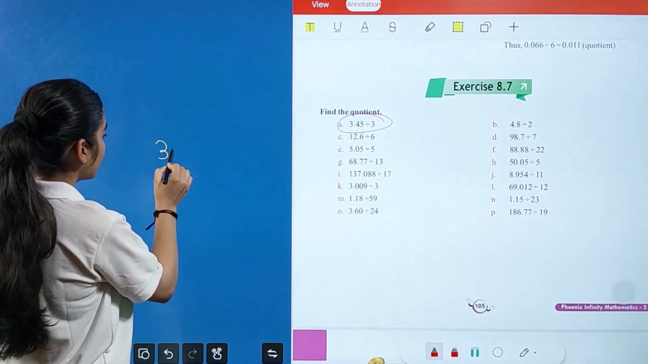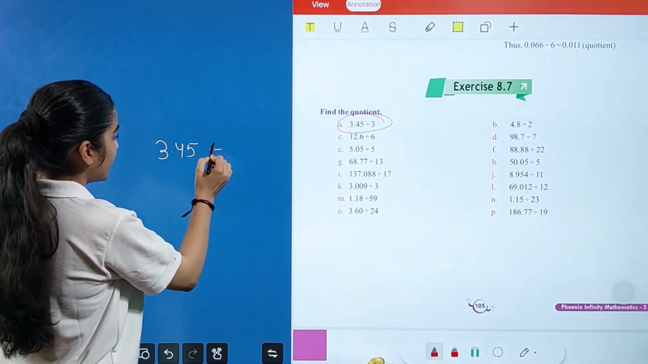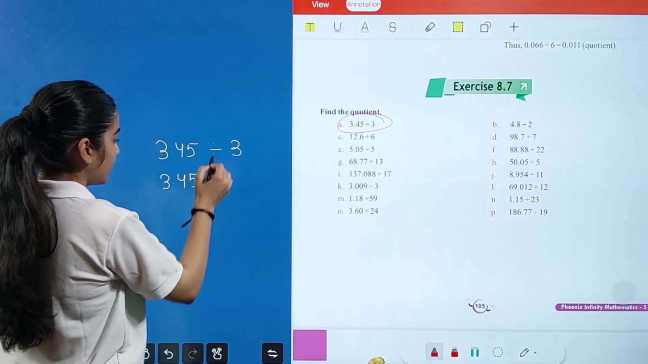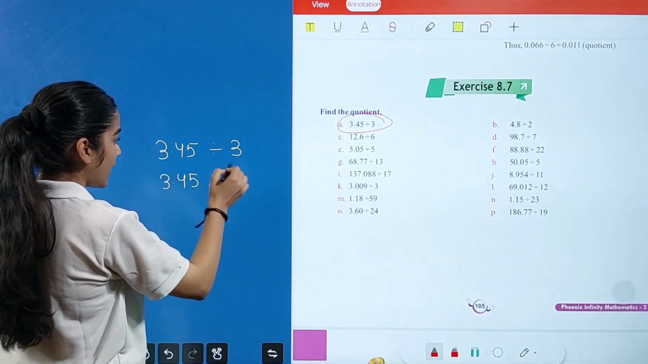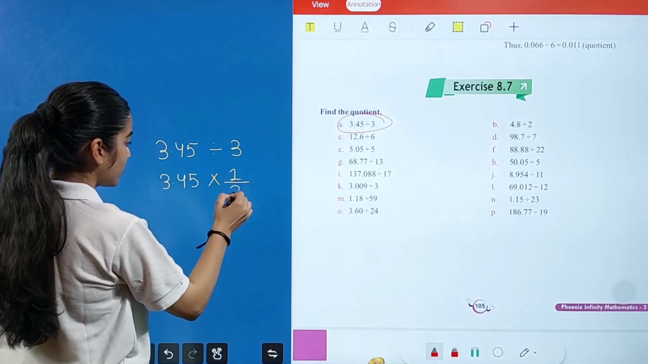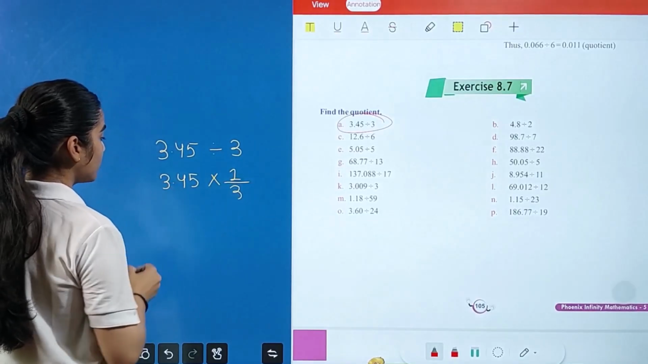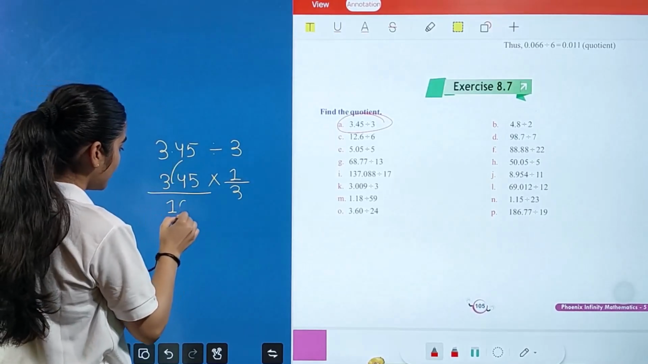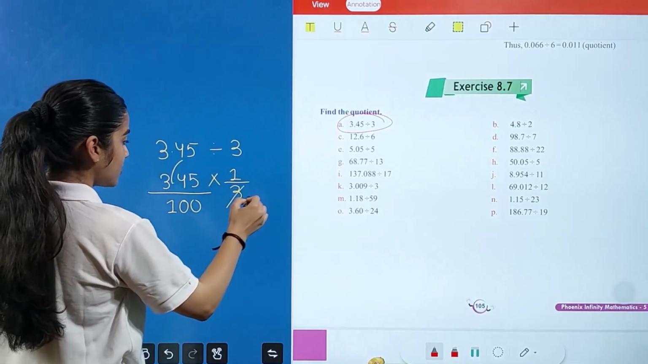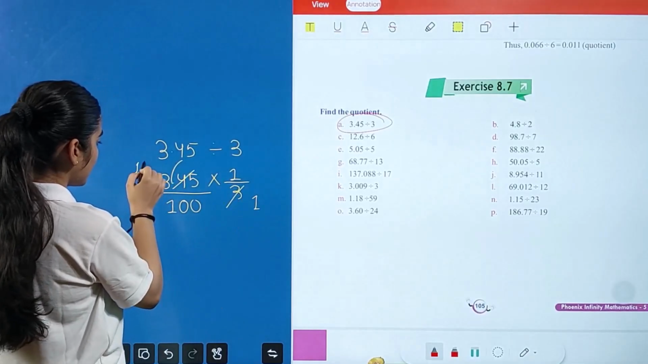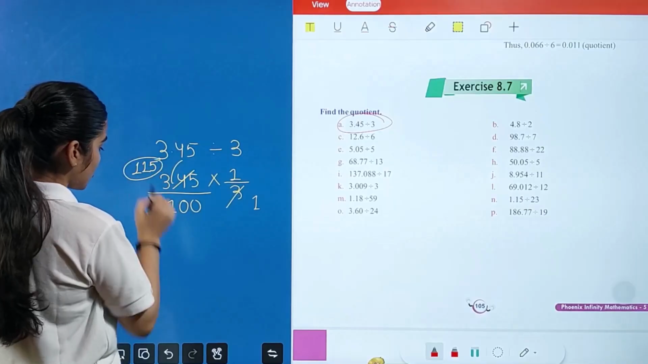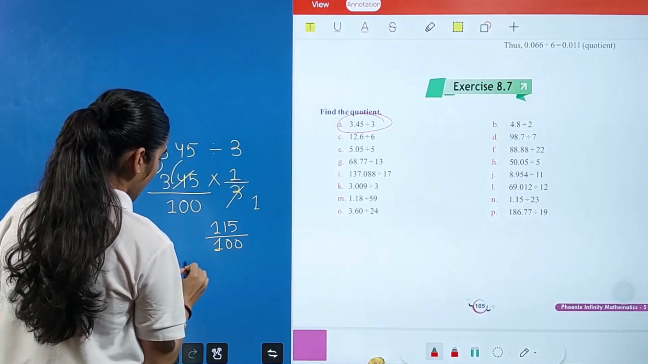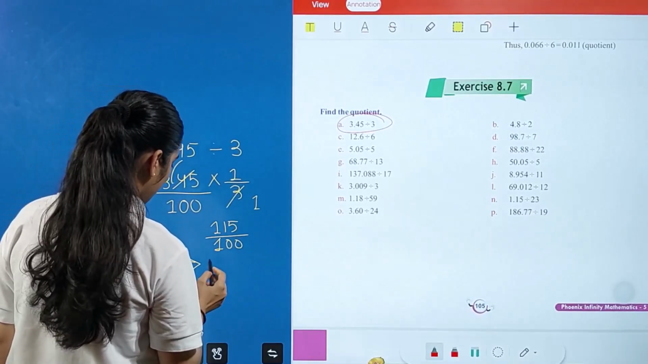So first you have to write 3.45 divided by 3. The divide sign is converted into multiplication, and the reciprocal of 3 is 1 by 3. Now you have to convert your 3.45 into fraction form. So you have to remove this point and your denominator will be 100. Now simplify this. 3 ones are 3, 3 ones are 3, 3 ones are 3 and 3 fives are 15. So 115 upon 100. And how can you write this in decimal form?